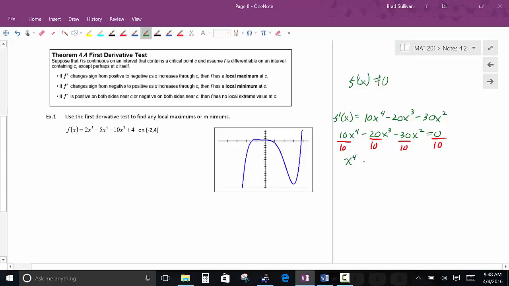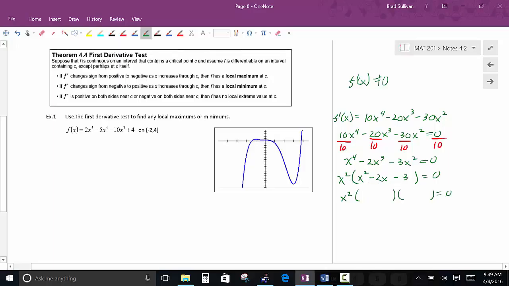So this is x to the fourth minus 2x to the third minus 3x squared equals 0. How do you factor this? You take x squared out. Good. So you're going to take that common factor out, and that's going to leave x squared minus 2x minus 3. Then it looks like we can factor that trinomial one more time.